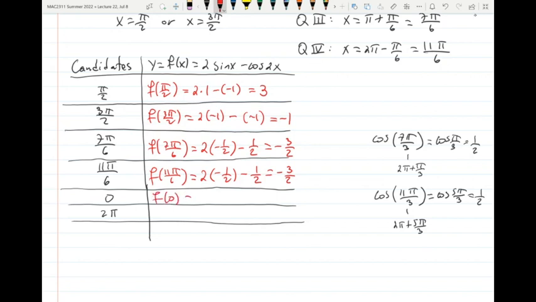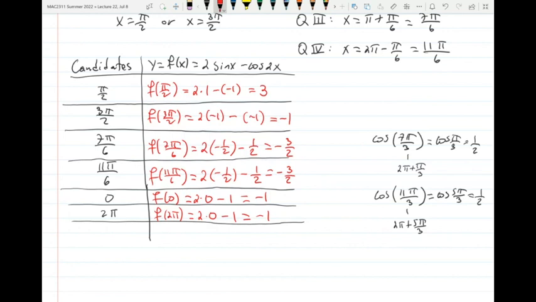Then f of 0 is going to be 2 times 0 minus 1. So it's going to be negative 1, because cosine of 0 is 1. And then f of 2 pi, we should get the same thing. Sine of 2 pi, that's also 0. And then cosine of 4 pi, that's also 1. So we get negative 1. Okay, so we found all the values.